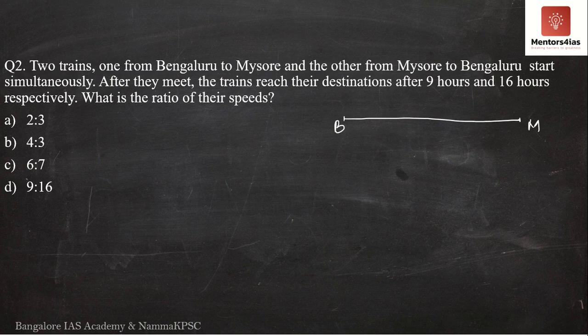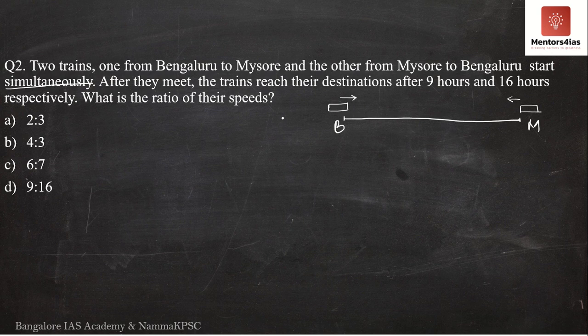Now, the thing is that they have not given any other extra information. So according to the question, there is one train which is going to leave Bangalore towards Mysore, and another train which is going to leave Mysore towards Bangalore, and both the trains start at the same time. So the starting time remains the same. Now this is very important.